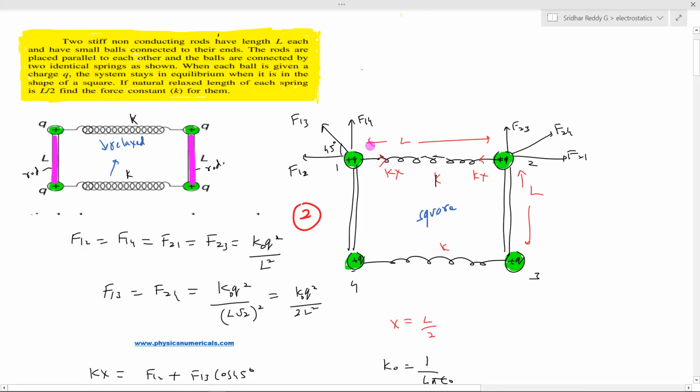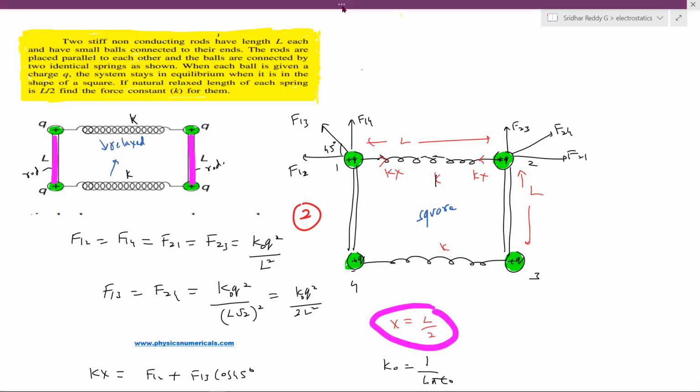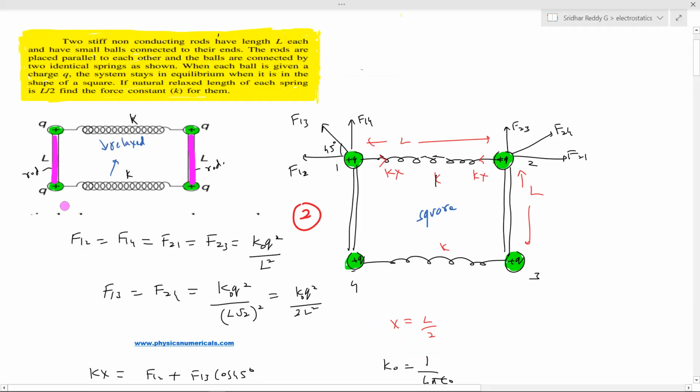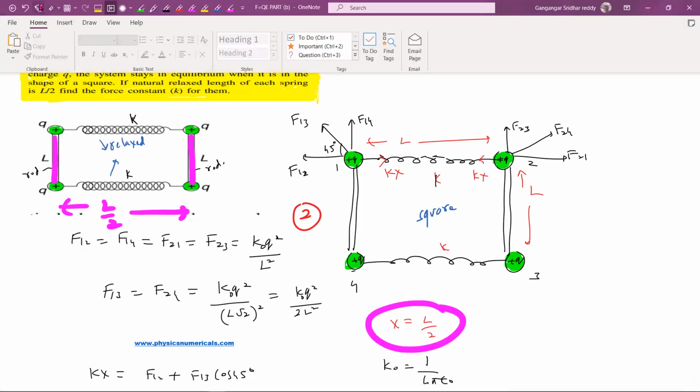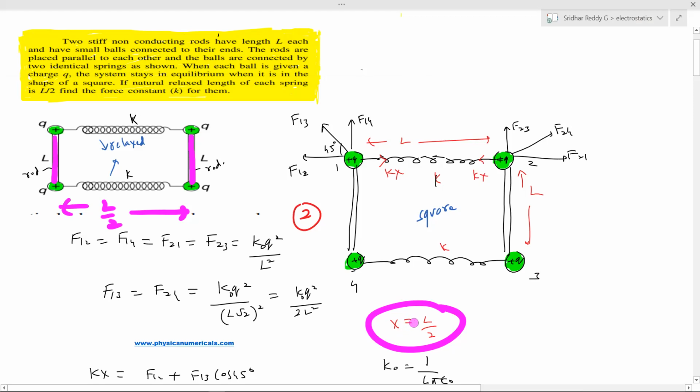What will happen to the length of the spring? It will become a square frame. Everything will become a square frame. Then how much should the elongation of the spring be? L/2. Because earlier, what was the length of this one? Earlier the length was equal to L/2. This is the idea. Now, what is the length of the spring? L. So what is the elongation? It should be L/2. I think this is a very important part of the problem here.